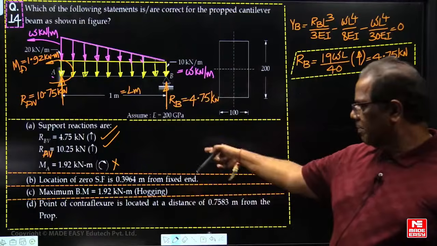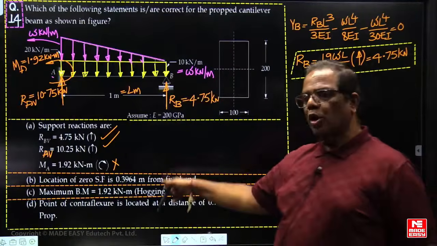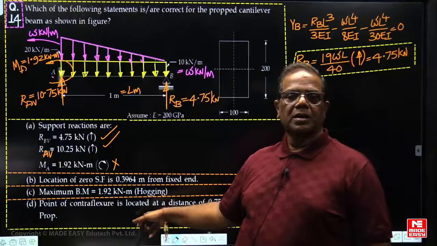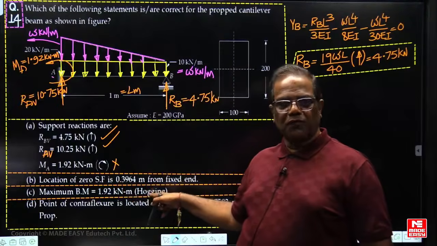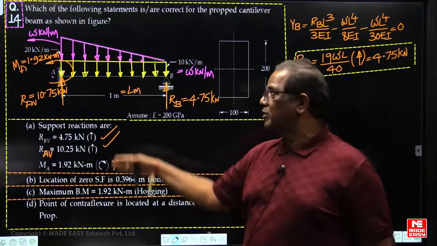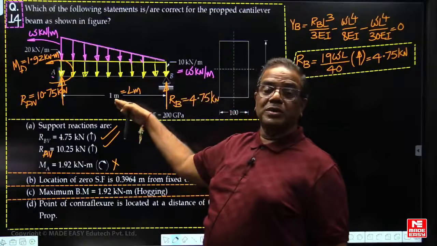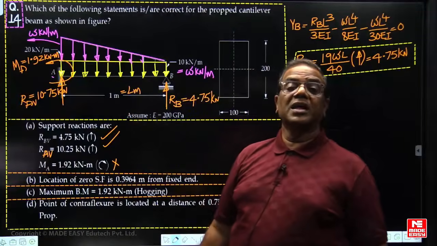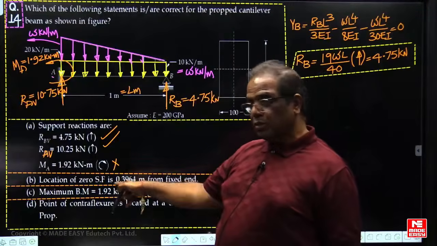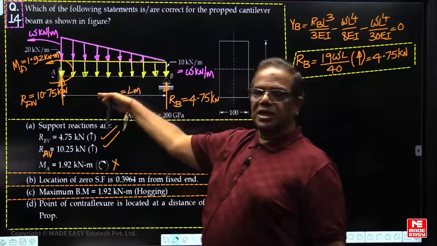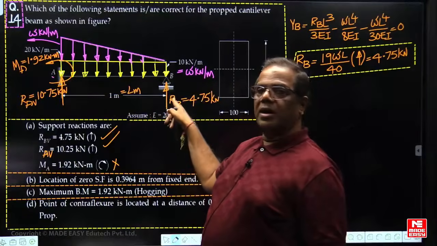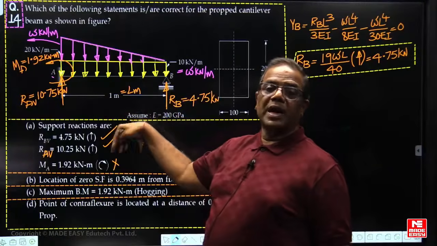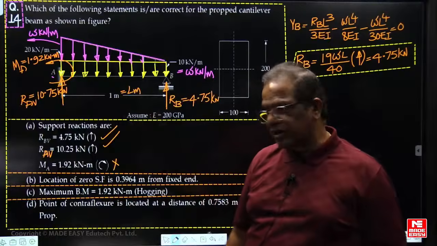So next, you can complete this now. I am not doing the calculation. Location of zero shear force. How to get the location of zero shear force? Take a section from the prop, write down the shear force equation and equate it to 0.